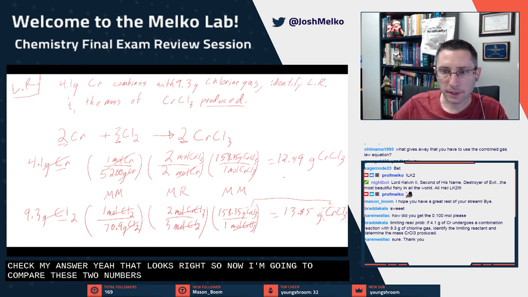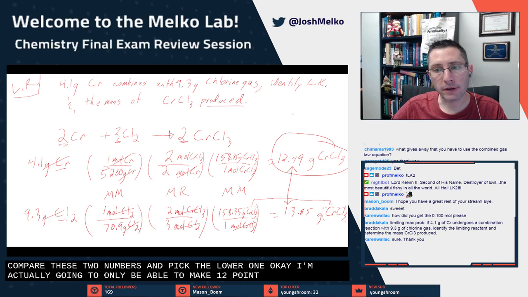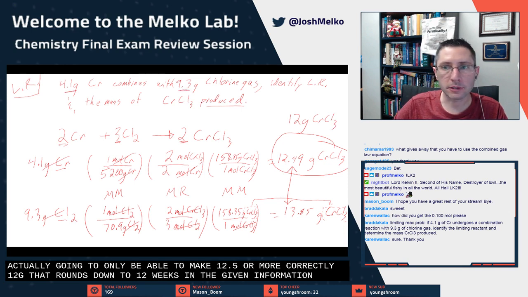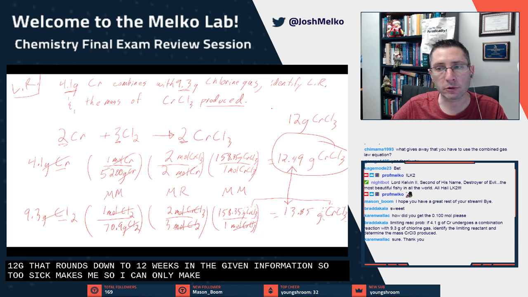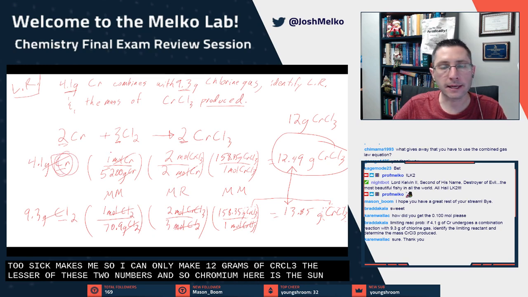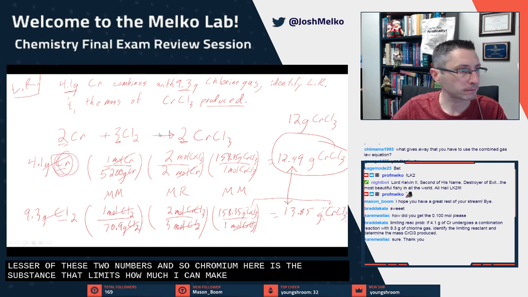So now I'm going to compare these two numbers and pick the lower one. I'm actually going to only be able to make 12.5, or more correctly 12 grams. That rounds down to 12 because there's 2 sig figs in the given information, so 2 sig figs means I can only make 12 grams of CrCl3, the lesser of these two numbers. And so chromium here is the substance that limits how much I can make.